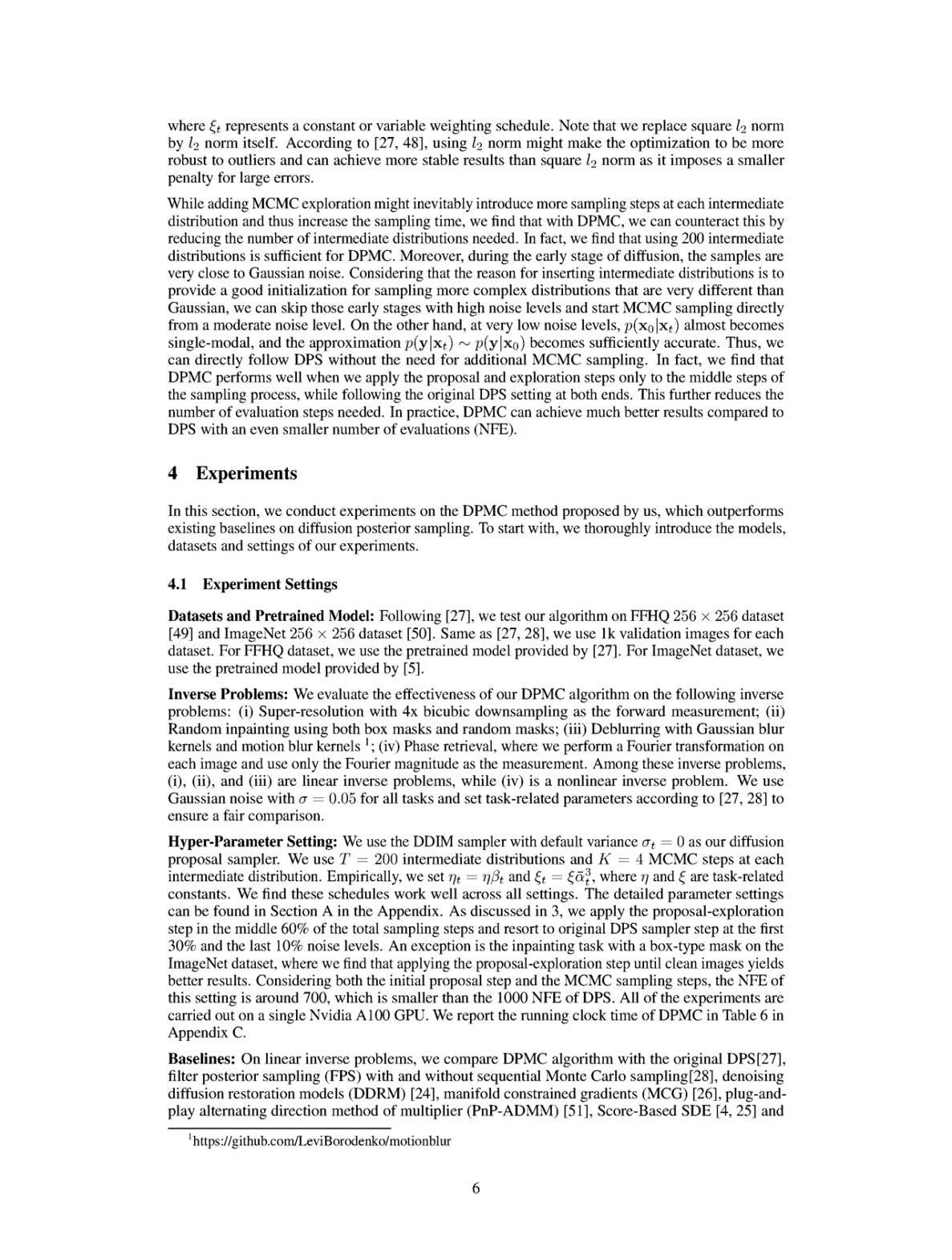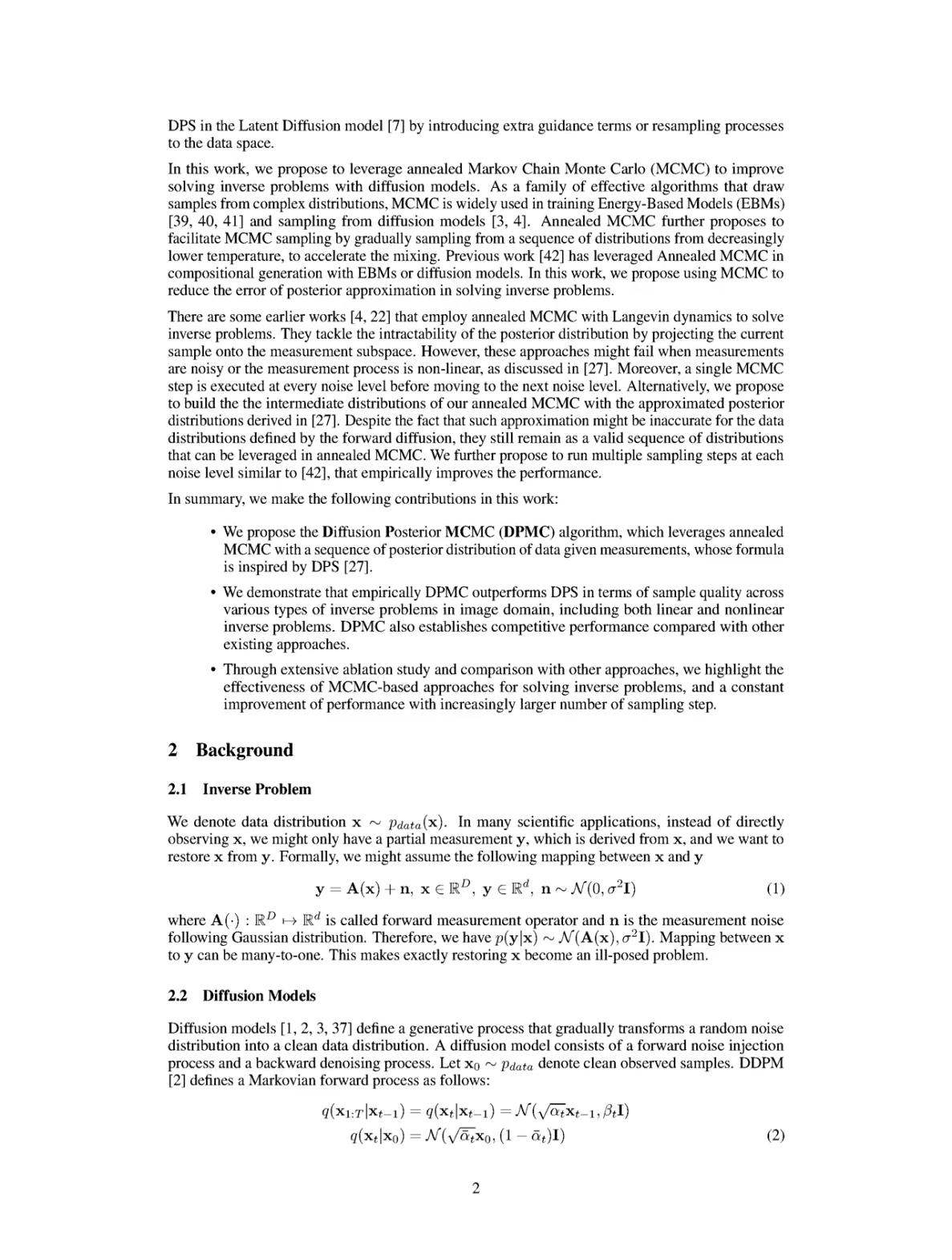To validate the effectiveness of the Diffusion Posterior MCMC, DPMC, algorithm, experiments were conducted on the FFHQ and ImageNet datasets, utilizing 1,000 validation images for each. The DPMC algorithm was tested against various inverse problems, including super-resolution, random inpainting, deblurring, and phase retrieval, with Gaussian noise set at sigma equals 0.05. Key benchmarks for comparison included the original diffusion posterior sampling, DPS, filter posterior sampling, FPS, and other methods like denoising diffusion restoration models, DDRM, and alternating direction methods.